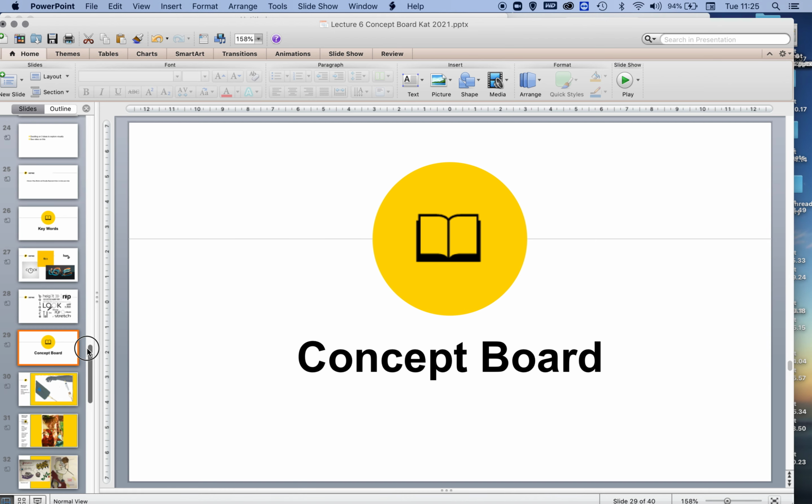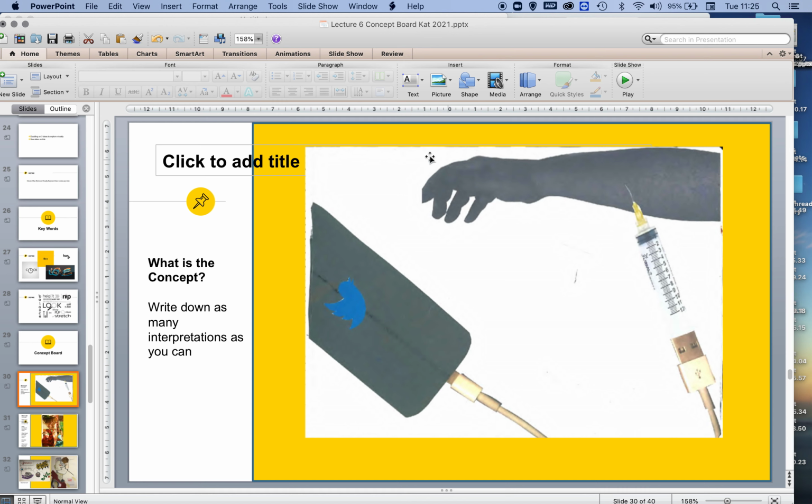And so let's have a little look at that. Once you've done your keywords, you'll make a concept board. So here's some examples of concept boards. Have a look at this for a minute, pause the video and write down, what do you think this concept board is about? What idea is it showing? So have a look at that one.